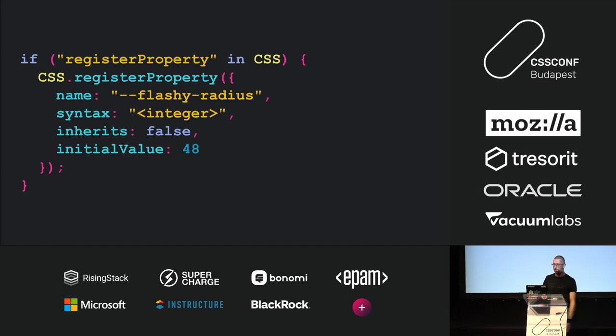And three, we decide what the property's default value should be via the initial value option if that property is unspecified. So that's kind of useful, because properties have defaults that just sort of kick in if you don't specify them, so we can do the same thing with our custom properties.